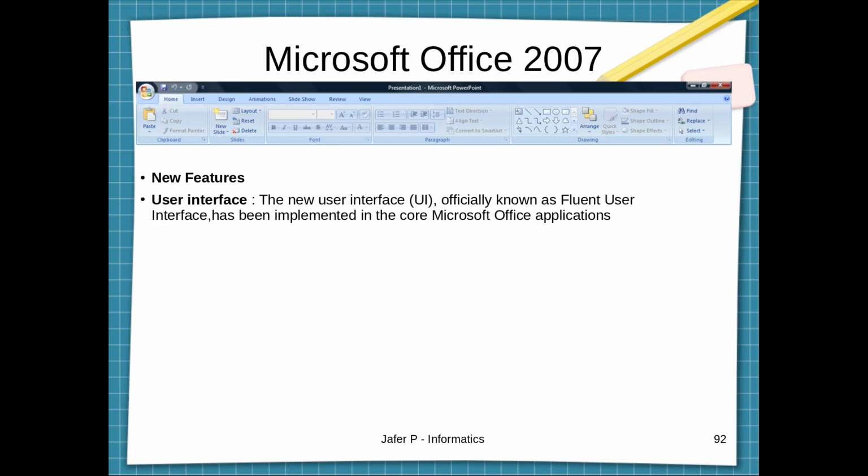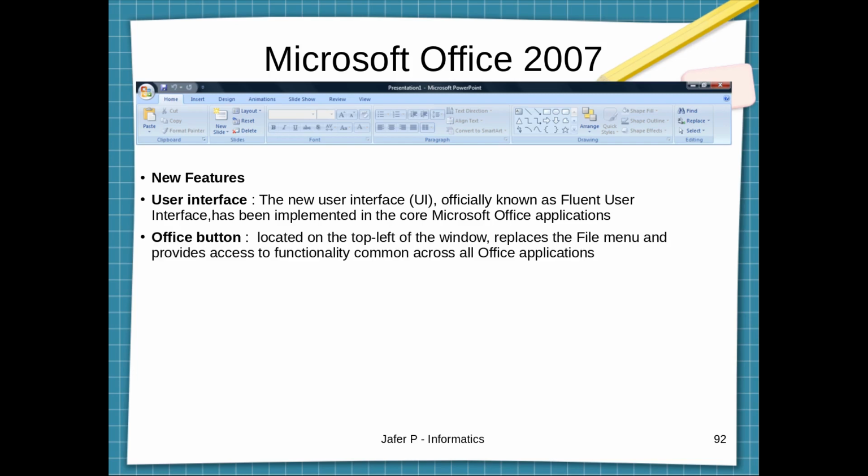Number one feature is a user interface. The new user interface, officially known as Fluent User Interface, has been implemented in the core Microsoft Office application. So in 2007, there is a new interface where you can see in the image itself, in the slide, there is an example of a Microsoft PowerPoint window. It is officially known as Fluent User Interface.